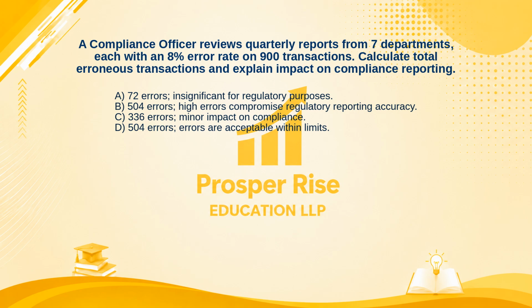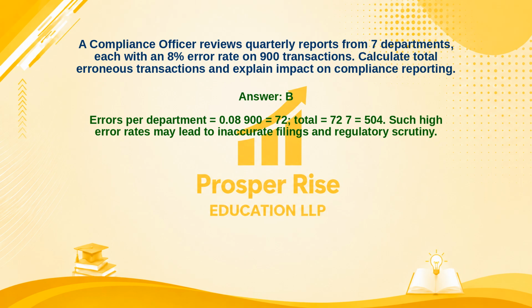The correct answer is Option B. Let's see why. Errors per department equals 0.08 × 900 equals 72. Total equals 72 × 7 equals 504. Such high error rates may lead to inaccurate filings and regulatory scrutiny.